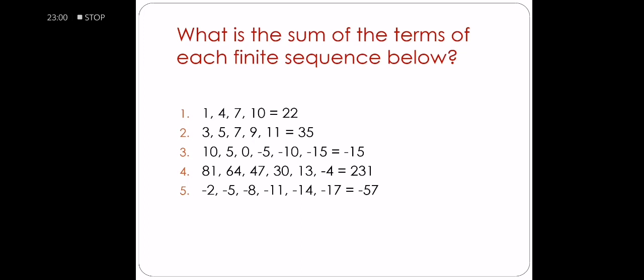Number 2, 3, 5, 7, 9, and 11. Pag pinag-add natin lahat yan, we have 35. In number 3, we have 10, 5, 0, negative 5, negative 10, and negative 15. Pag pinag-add natin lahat yan, we will have negative 15. In number 4, we have 81, 64, 47, 30, 13, and negative 4. Pag pinag-add natin lahat yan, we will have 231. In number 5, we have negative 2, negative 5, negative 8, negative 11, negative 14, negative 17. Pag pinag-add natin lahat dyan, we will have an answer, negative 57.